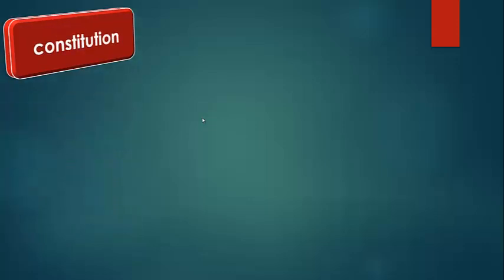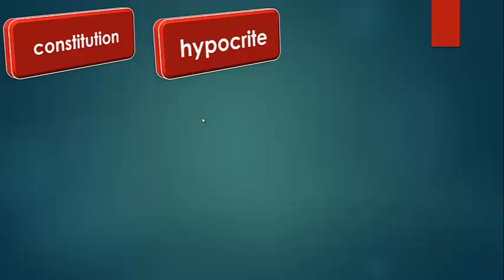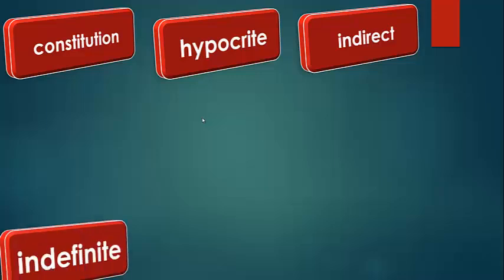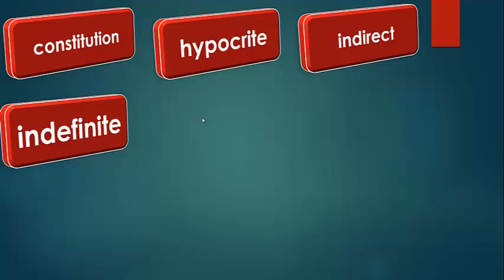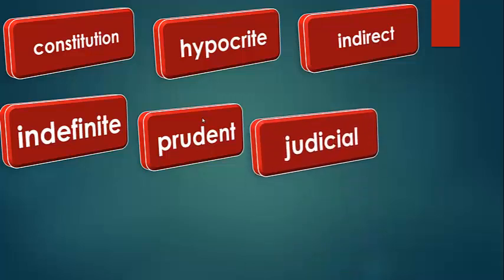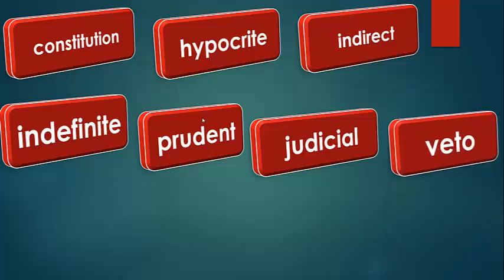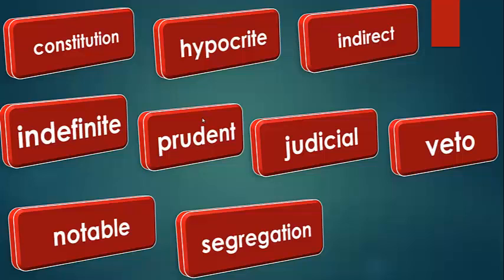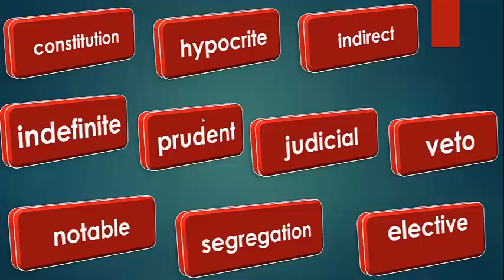We have 10 new words: constitution, hypocrite, indirect, indefinite, prudent, judicial, veto, notable, segregation, elective. These are the new words for this lesson. Let's deal with them one by one. Let's go.